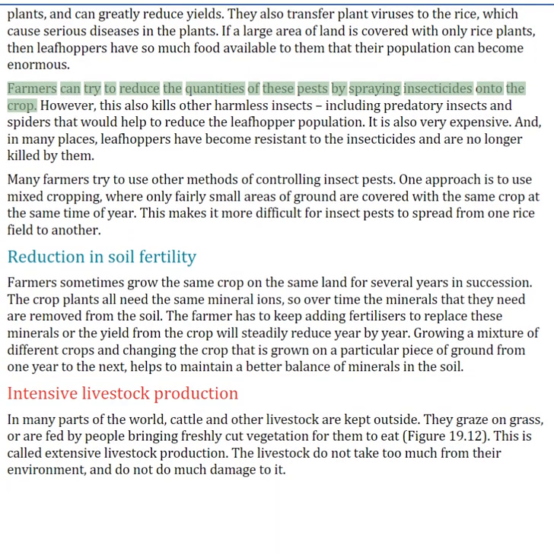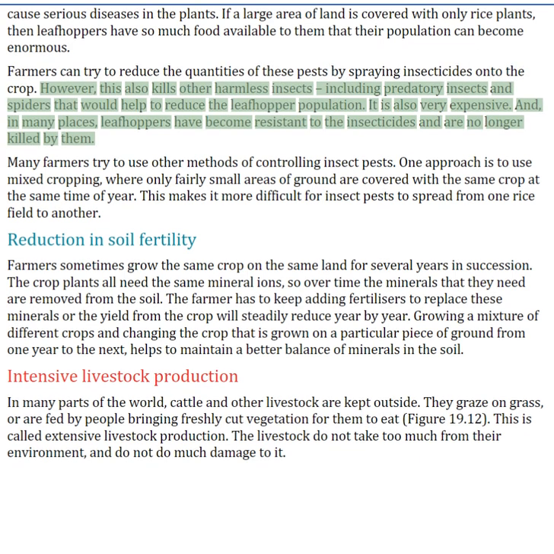Farmers can try to reduce the quantities of these pests by spraying insecticides onto the crop. However, this also kills other harmless insects, including predatory insects and spiders that would help to reduce the leafhopper population. It is also very expensive. And, in many places, leafhoppers have become resistant to the insecticides and are no longer killed by them.